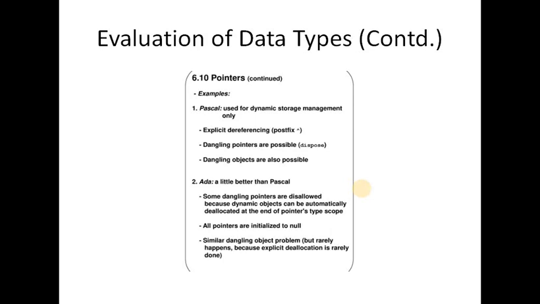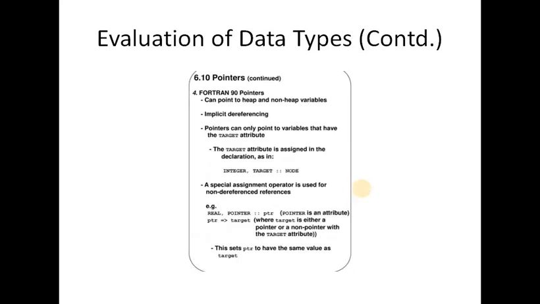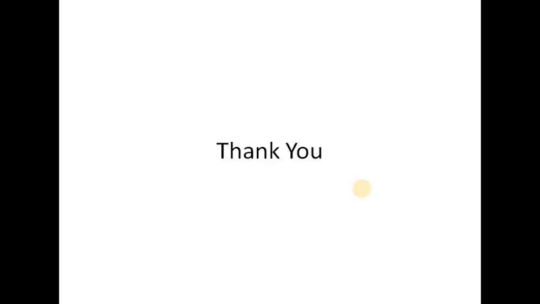This is the description of pointers in Pascal and Ada. And pointers in C++ are used for dynamic storage management and addressing, and can do address arithmetic in restricted forms. In Fortran, pointers can point to heap and non-heap variables. So these are the actual description of data types.